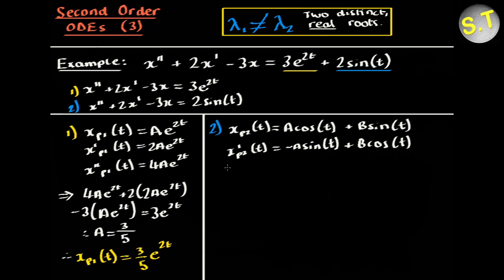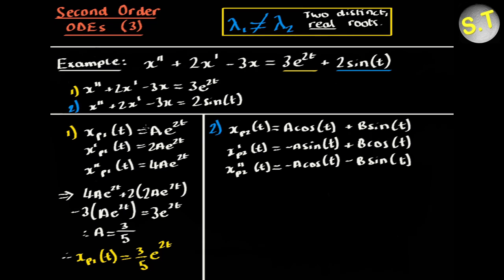And then if we differentiate that again, sine differentiates to positive cosine, so since we have a negative here, that stays there, so we have a times the cosine of t, and cosine differentiates to negative sine, so we have minus b times the sine of t.